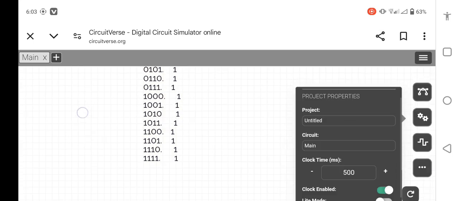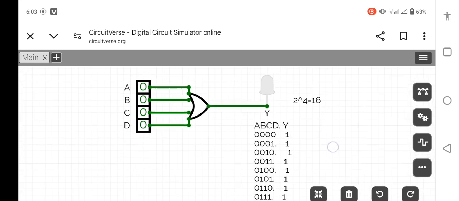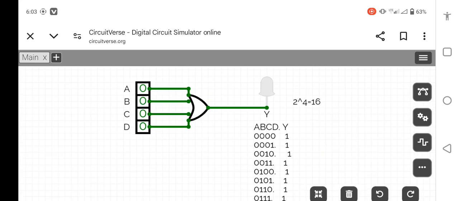So this is our truth table. First we have 0000. So the output is 0. The bulb will not light. For number 2, we have 0001. So the bulb will light.